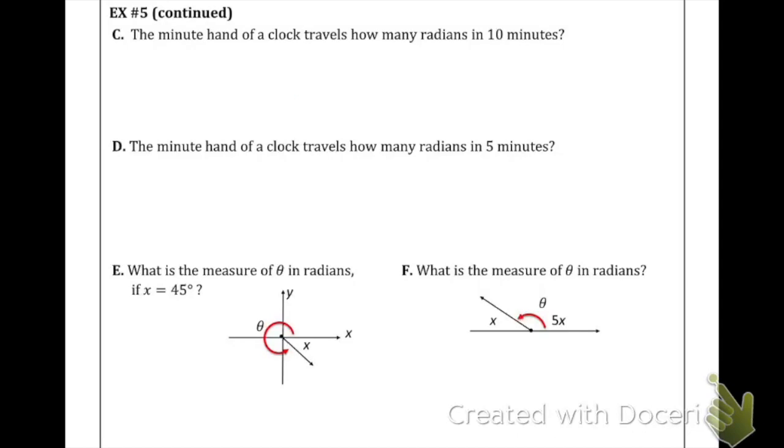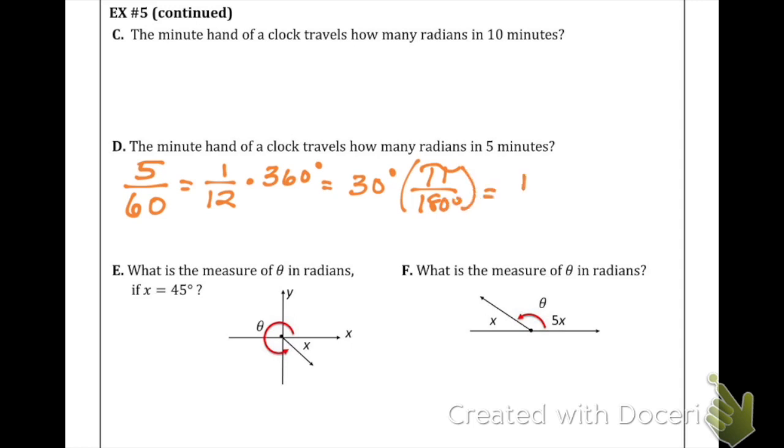Okay, so for example D, the minute hand of a clock travels how many radians in 5 minutes? So we have to figure out what fraction is 5 minutes out of the whole hour. So 5 out of 60 gets us 1/12. So 5 minutes is 1/12 of the whole rotation. If the whole rotation is 360 degrees, that means 30 degrees would be equivalent to the 5 minutes. So converting that to radians, times pi over 180 gets us pi over 6 radians.